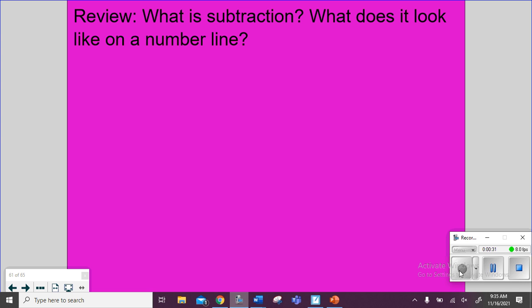Can someone remind me, what is subtraction measuring? What am I trying to find with subtraction? Jaden? It's tricky, isn't it? When I'm subtracting, I think a lot of us think that we're just taking something away, right? But subtraction, we've learned, is a little bit more than just taking something away. So let's think about it in terms of a number line.